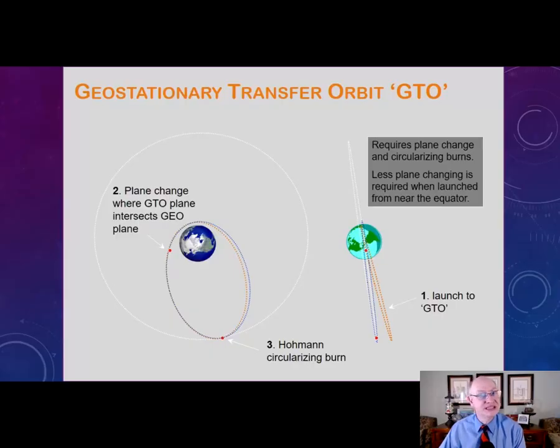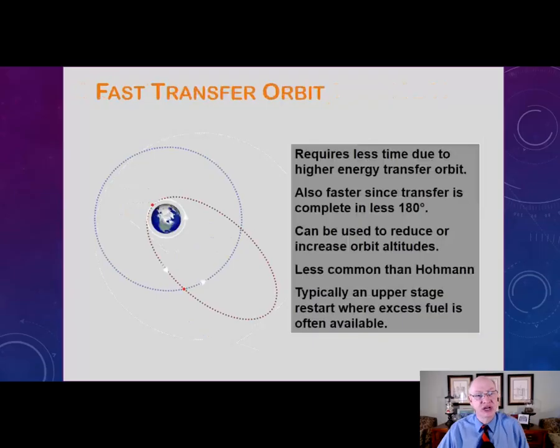Now, you don't necessarily have to use a Hohmann orbit. If you're in a hurry to get up to geostationary orbit, you can actually put yourself into a super geostationary orbit. That is a transfer orbit that goes well above geostationary orbit. And then the time that it takes you to get from low Earth orbit up to geostationary orbit is less.